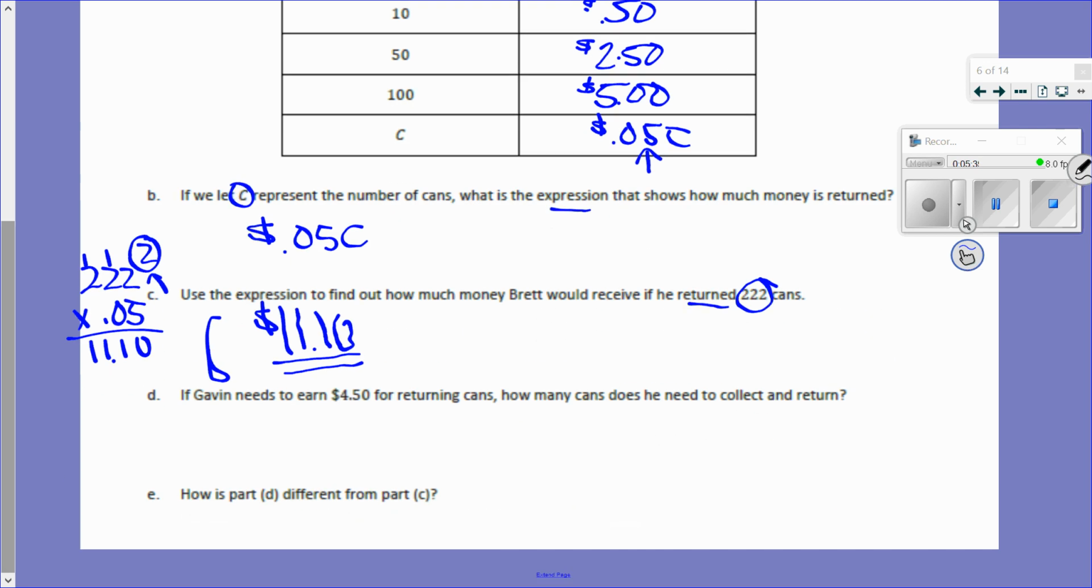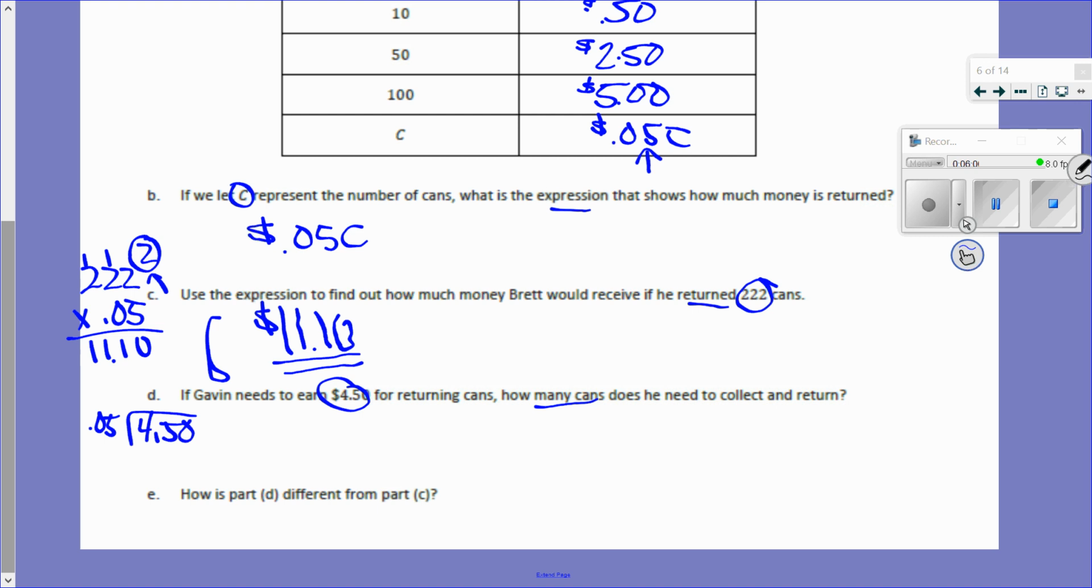So now I need to earn $4.50 for returning cans. How many cans does he need to collect and return? Well, if I multiply to go this way, what am I going to do to go the other way? Divide. So I'm going to take my $4.50. I'm going to divide by 5 cents.